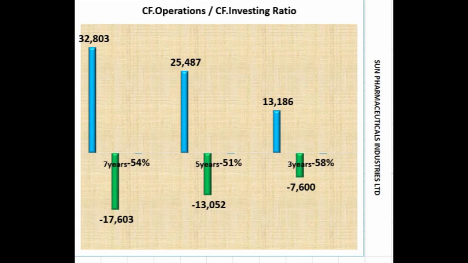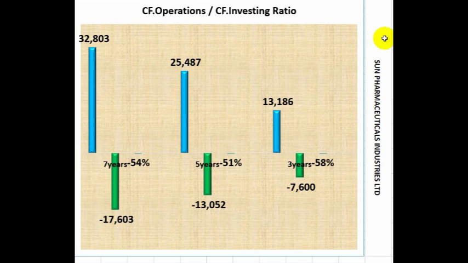In this chart, we are trying to understand how much cash was used for investing activity out of the cash earned from operations. The company should not invest a very high percentage of cash earned through operations in investing activity unless it is in a growth stage or expanding its business.